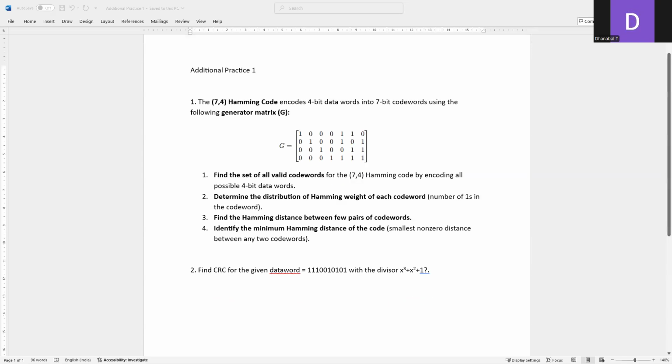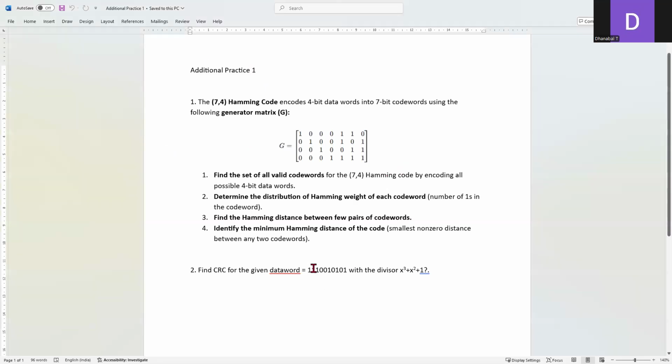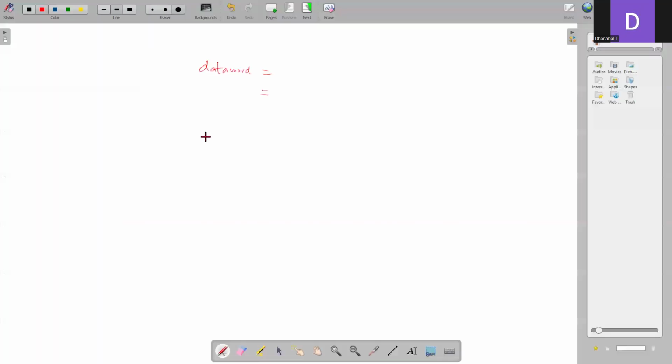And we have already seen this, so let me just flash the whiteboard. Let's start doing the calculation. So first we need to get the data word and then the polynomial representation of the divisor. So the data word is 111000101. Let me write that first.